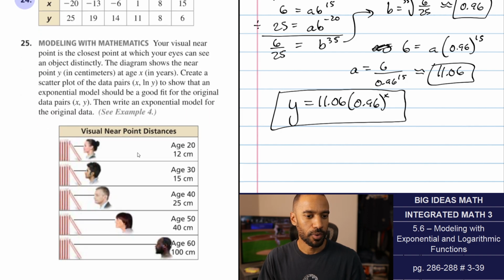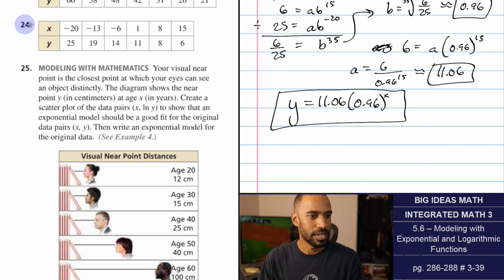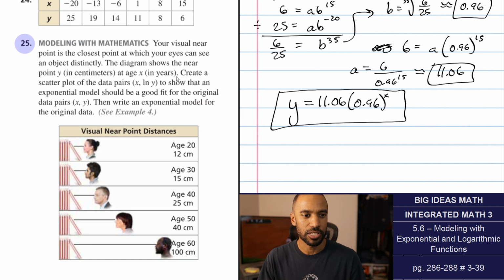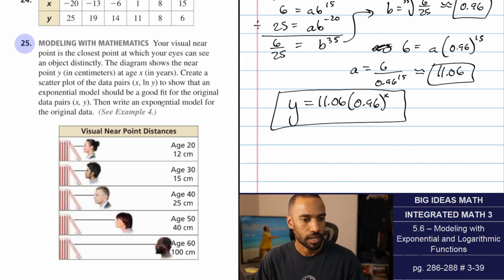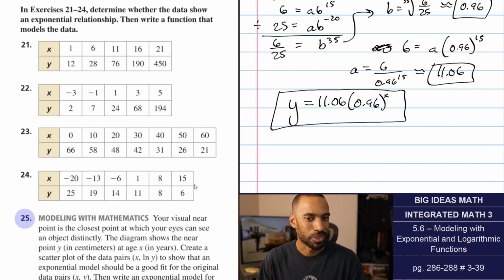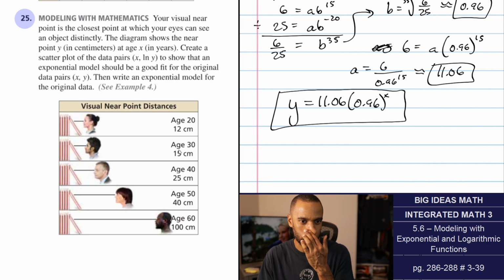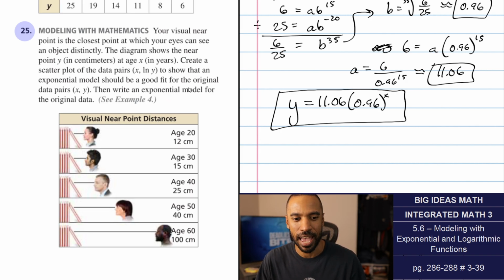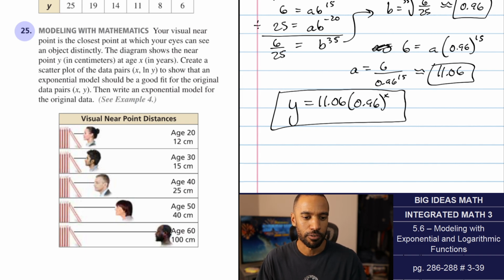Okay, number 25, modeling with mathematics. Your visual near point is the closest point at which your eyes can see an object distinctly. The diagram shows the near point y in centimeters at age x in years. Create a scatter plot of the data pairs x... Sorry, I started to think, did they want us to do that for these problems? I don't think so. Since they're saying example 4, this is our first time we're using natural log. So create a scatter plot of the data pairs x, natural log y, to show that an exponential model should be a good fit for the original data pairs x, y. Then write an exponential model for the original data.